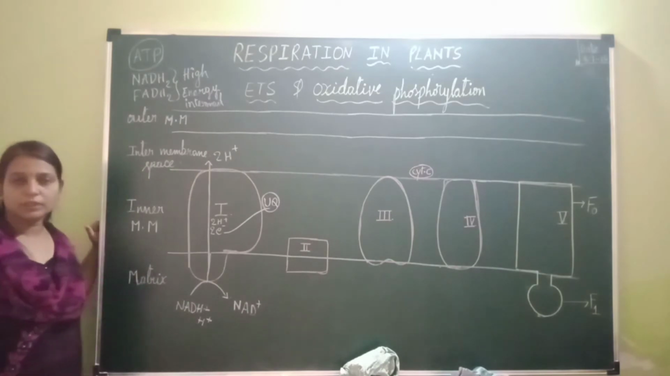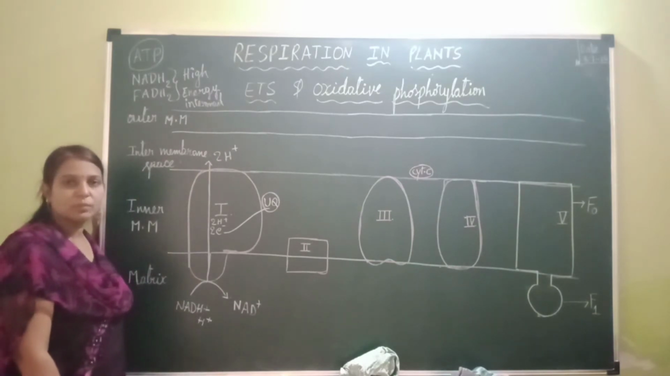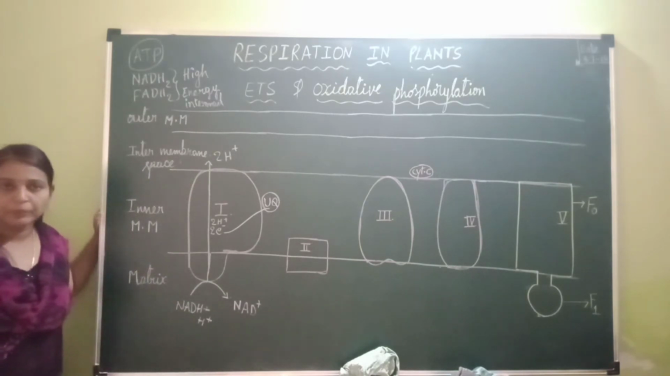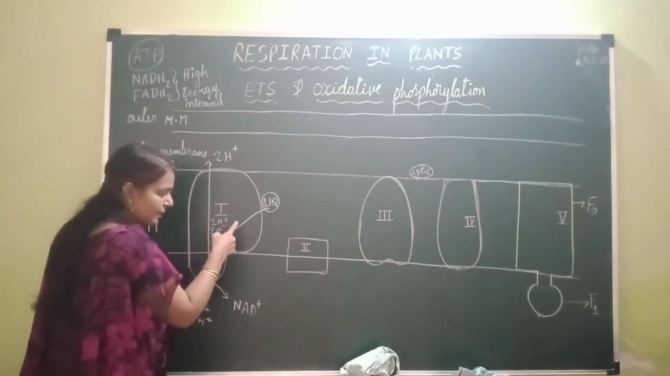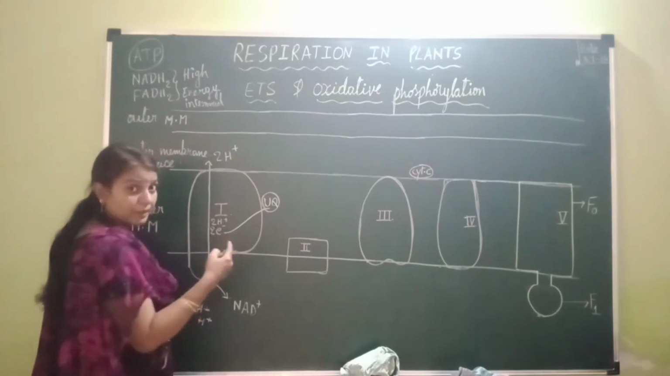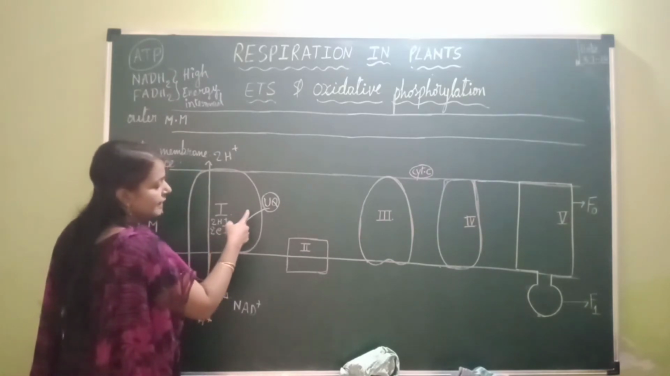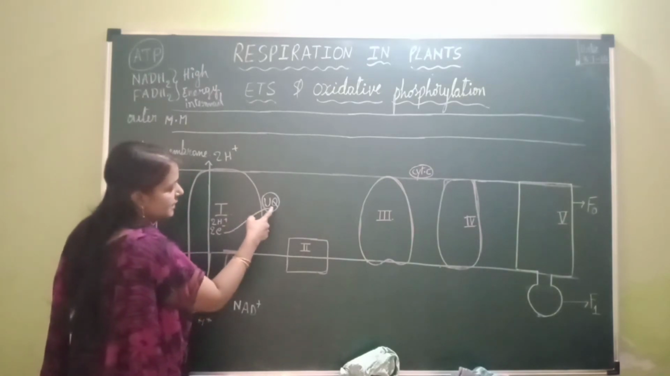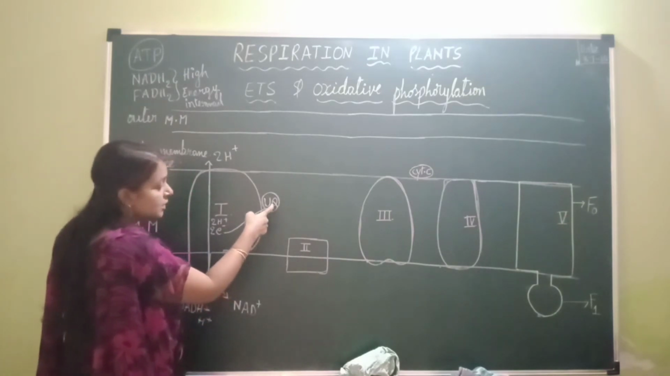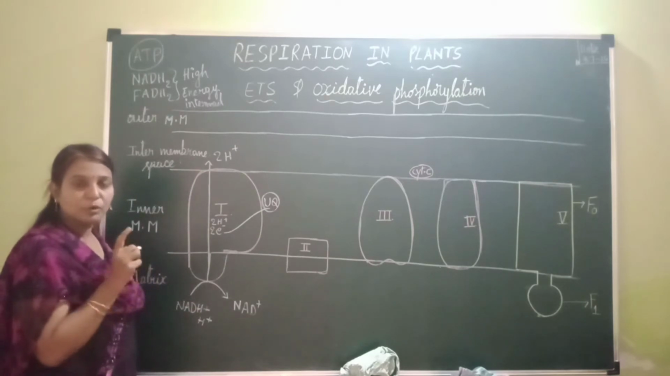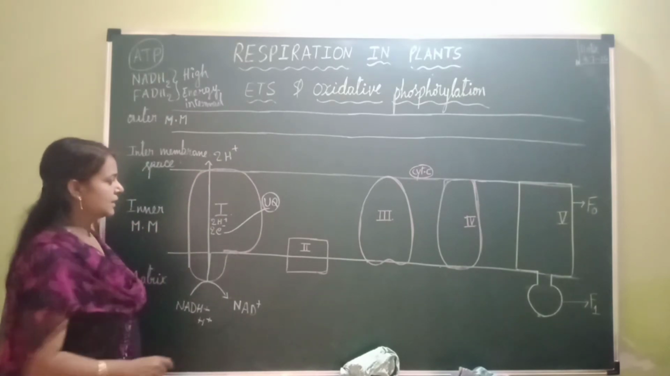We already studied the electron carriers present in this first complex. They are FMN and FES. So electrons are transferred to FMN, flavin mononucleotide, then from FMN to FES, and from FES to ubiquinone. We already studied that ubiquinone is the mobile electron carrier present in the ETS.